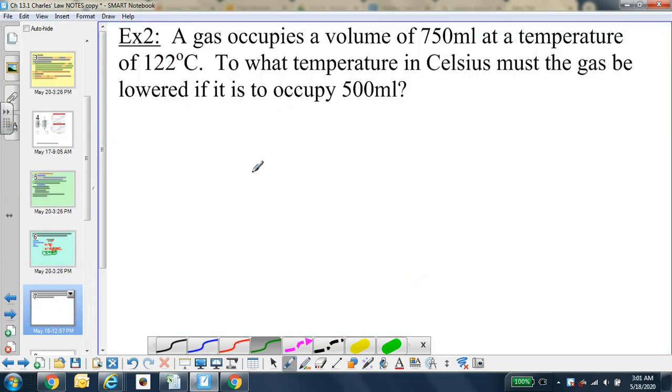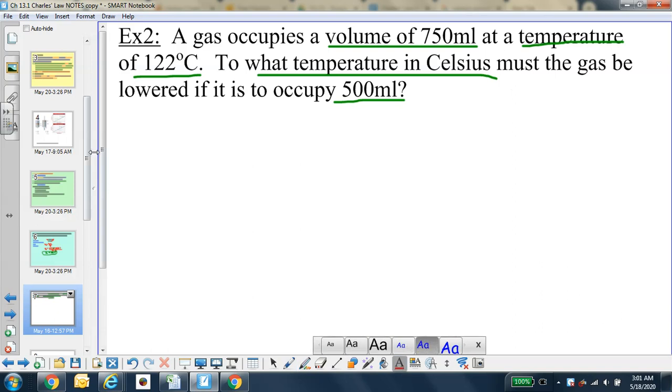So let's work on example number 2. A gas occupies a volume of 750 milliliters at a temperature of 122 Celsius. To what temperature in Celsius must the gas be lowered if it is to occupy 500 milliliters? Now, we still have to do all of the work in Kelvin using the Kelvin scale, and then we would convert back into Celsius.